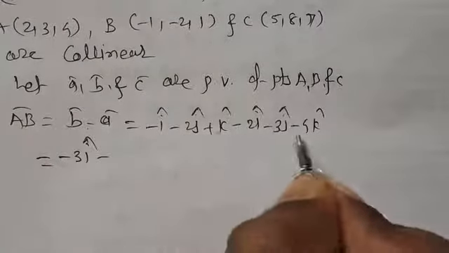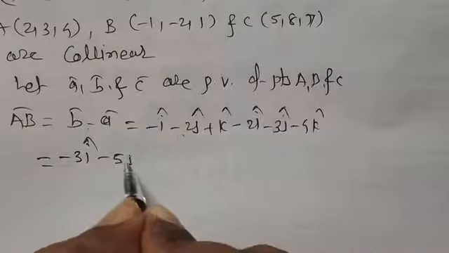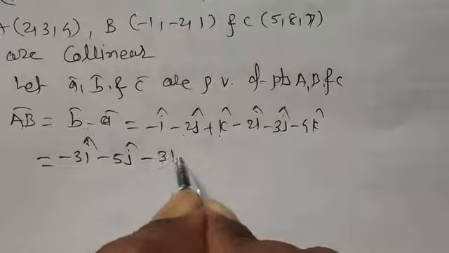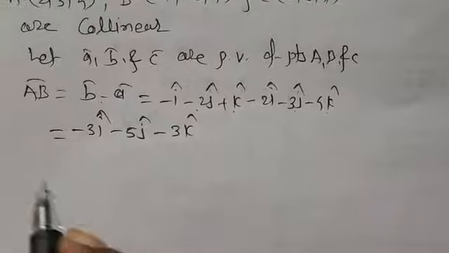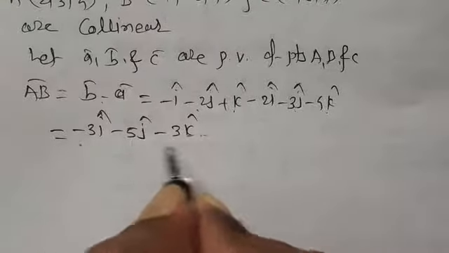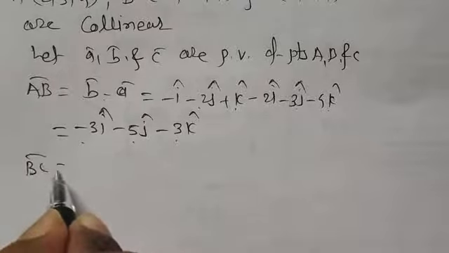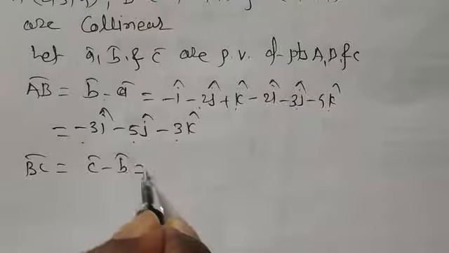Then minus 2j minus 3j minus 5j, plus k minus 4k, that is minus 3k. Then the components are minus 3, minus 5, minus 3. Same as BC bar is equal to what? C bar minus B bar.